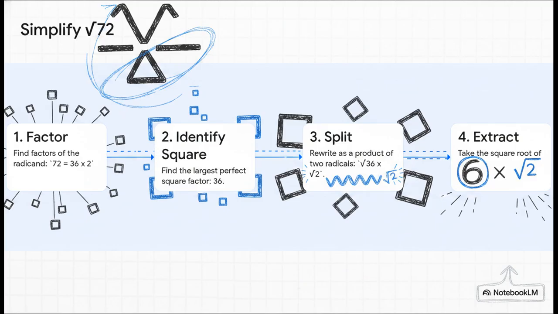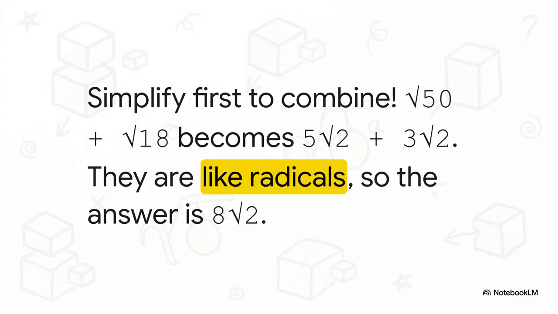So how do we actually work with these things? Let's try to simplify the square root of 72. First thing we do is factor it, and we're hunting for the biggest perfect square we can find inside it. For 72, that's 36. So we split the radical into the square root of 36 times the square root of 2. And since we all know the square root of 36 is just 6, we can pull it out, leaving us with a much cleaner, simpler form, 6 times the square root of 2. And this is why simplifying is so incredibly important.